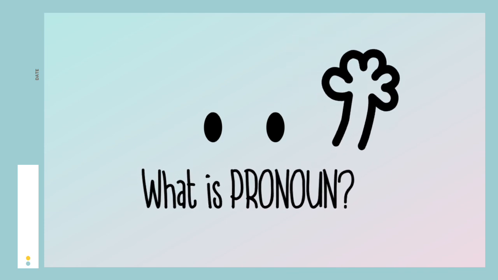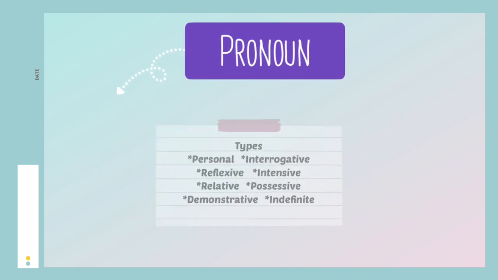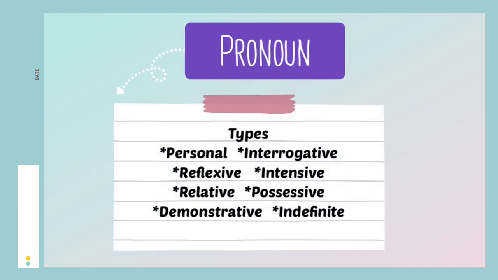What is pronoun? Pronoun takes the place of noun. So basically, it replaces noun in a sentence to avoid redundancy. Para hindi maulit yung pangalan. So we're using pronouns. The examples of it are I, you, we, he, she, it, they, me, us, them, him, her, etc. So we'll discuss each of them in another video that I will make that will talk about pronouns. But now let's have the types of pronouns.